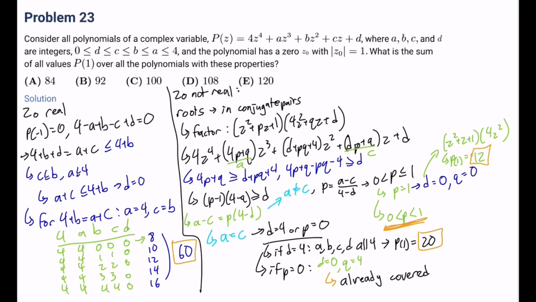Now let's consider when p is between 0 and 1. But then if you do try this, then you will find that there is no such thing, right? So p cannot be between 0 and 1 because there will be a contradiction to q. Q must be greater than or equal to 4, but also must be less than 4, right? So that's impossible. And so we finally see that our full values are 60 and 20 and 12. So all we need to do is add those together. It's 60 plus 20 plus 12, which equals 92. And that's our answer. It's B.